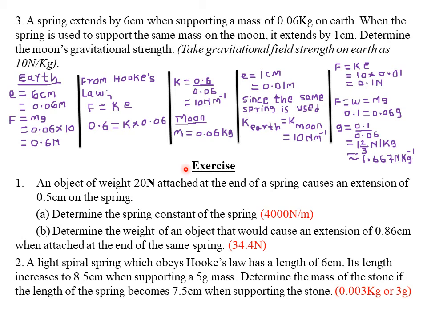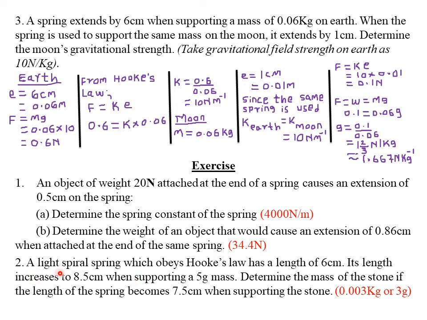So having performed those few examples, I expect that you are now in a position to handle a few exercises. So at your own free time, try this exercise. The first one is that an object of weight 20 Newton attached at the end of the spring causes an extension of 0.5 centimeter on the spring. So A, you are required to determine the spring constant of the spring. I've performed the calculation, and I expect you to find this answer. Then determine the weight of the object that will cause an extension of 0.86 centimeter when attached to the end of the spring. Again, I've performed the calculation, and I expect you to find this.